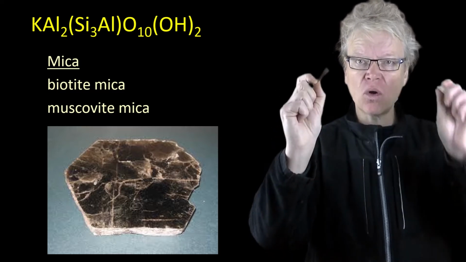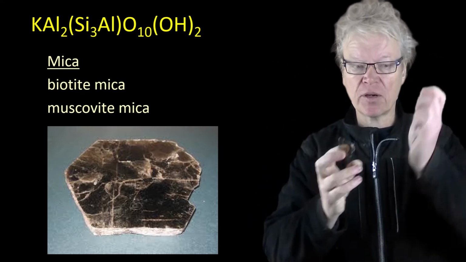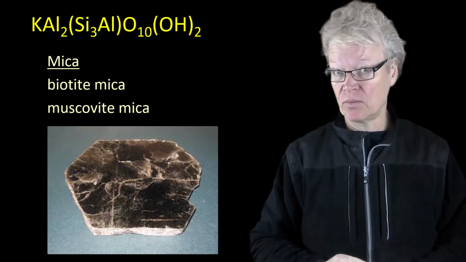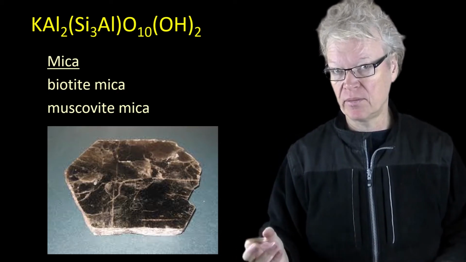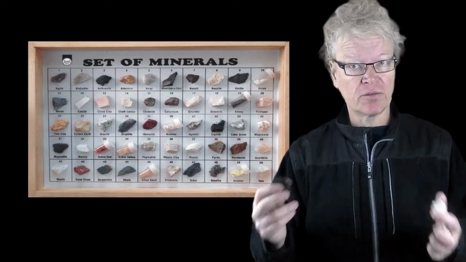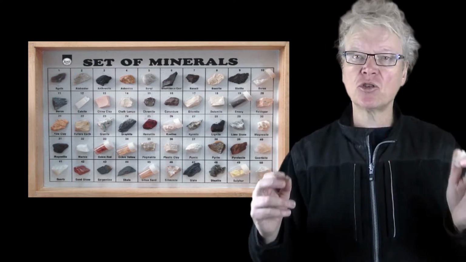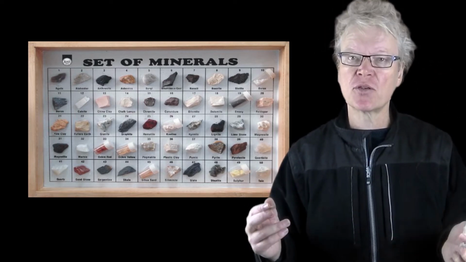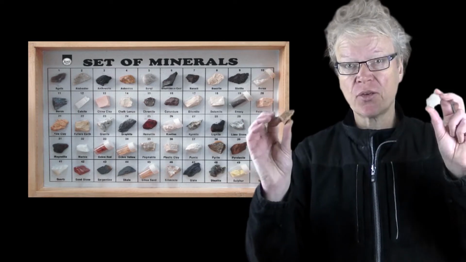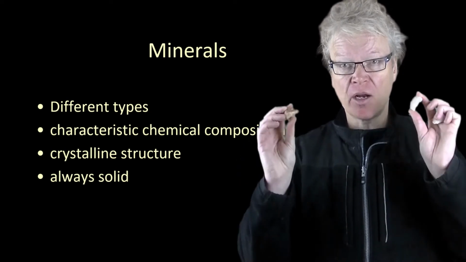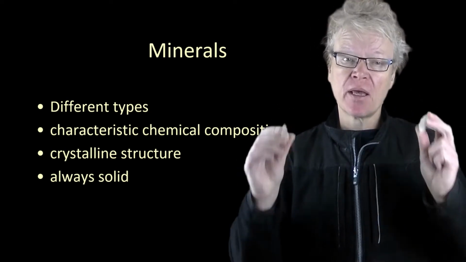Now, all of these things, mica, feldspar, quartz, and a whole lot of other different arrangements of atoms, we call minerals. So you've heard of minerals? Well, this is what a mineral is. And there are hundreds and hundreds of different types of minerals. So these are not rocks. We call them minerals. And minerals have these properties.